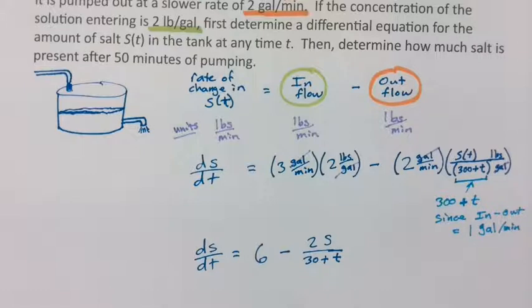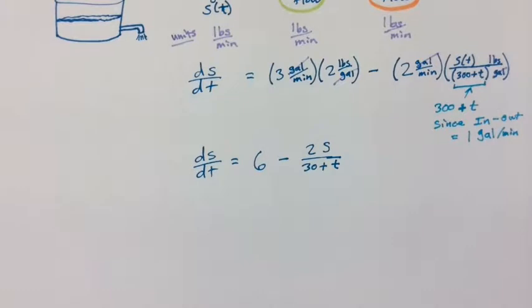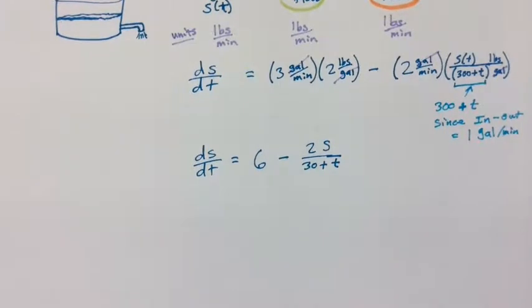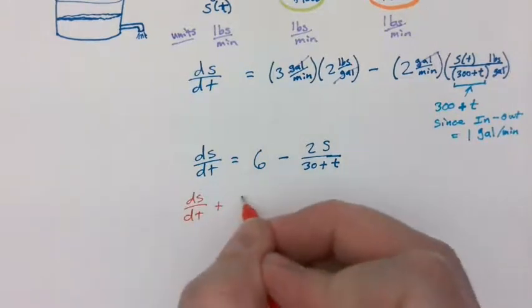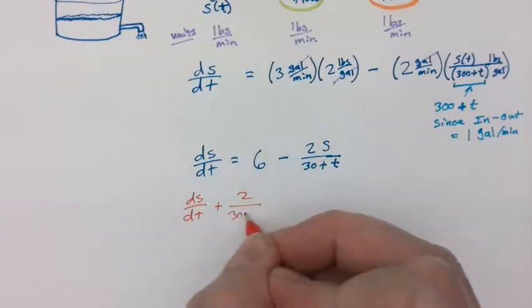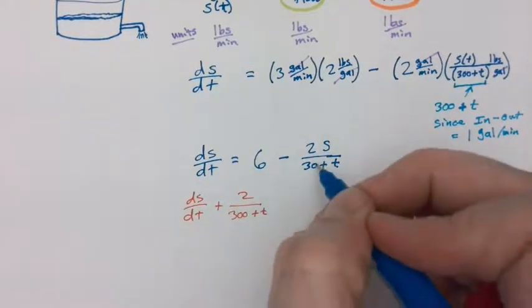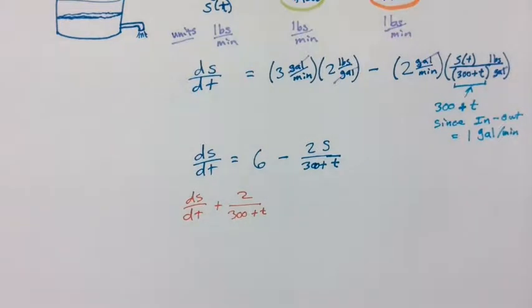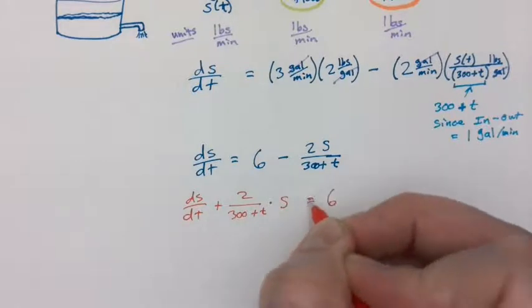Now, I'm not going to list all the steps, but you get the idea. So I'm going to scoot this down so that we can write out what's going on with our integrating factor procedure here. Let me get a slightly different color so we can keep track of it. So we have ds dt plus 2 over 300 plus t, I don't know why I wrote 30 there, it should be 300. If you were paying attention and caught it, good for you. And this is times s. The other side of the equation is just plain old 6.